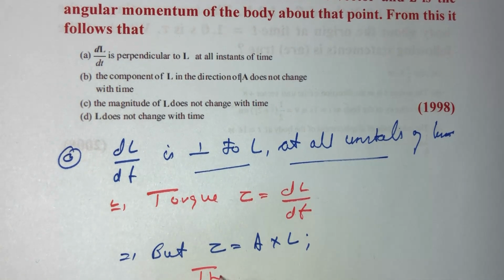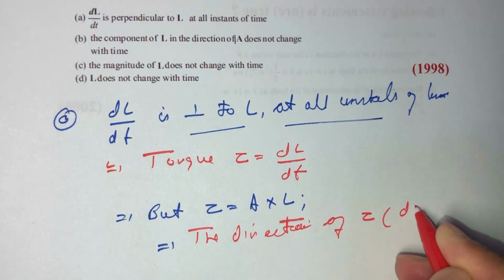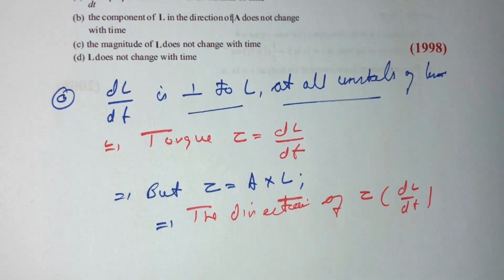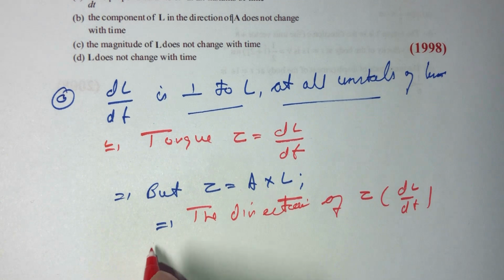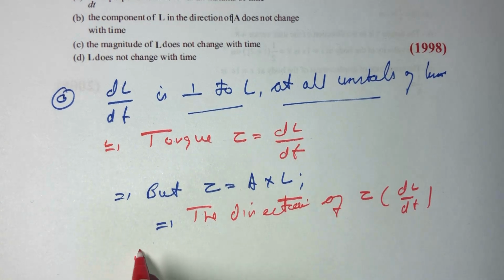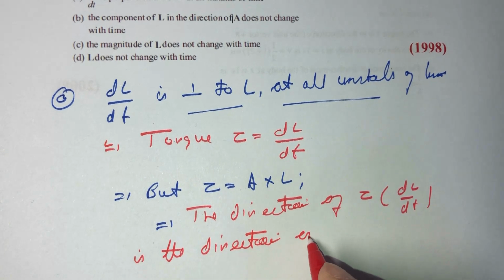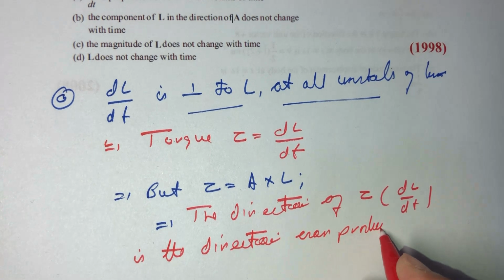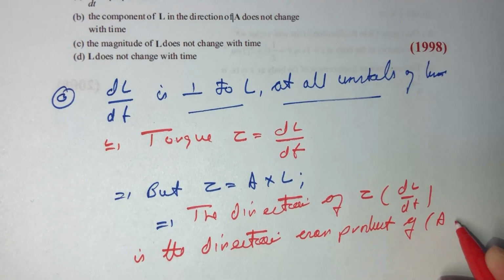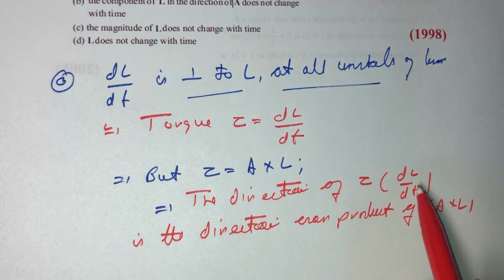let's see, the direction of torque, which is nothing but dL by dt, is perpendicular, or sorry, the direction of torque, that is dL by dt, is the direction of the cross product A cross L. So in which direction the cross product A cross L will be pointing, that will be the direction of torque, or we can say the direction of dL upon dt.